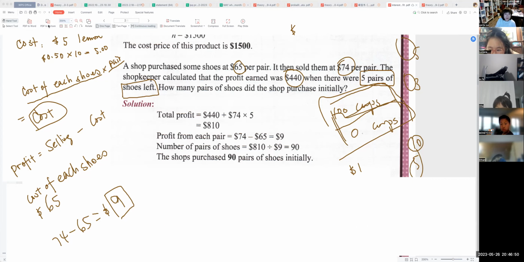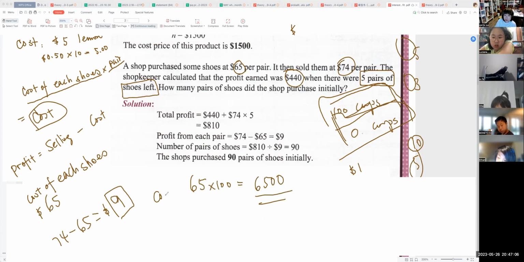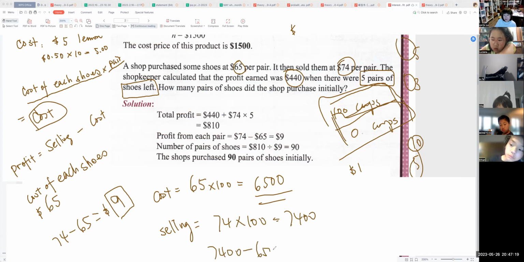Okay，好，本来啊，65块钱一双，如果买了100双，是不是赚了6000啊？Cost 买了100双，是不是 cost 是6500块钱？Right？好了，the selling total equals 74 times 100 is 7400. So 7400 minus 6500 equals 900. That is the profit, right?